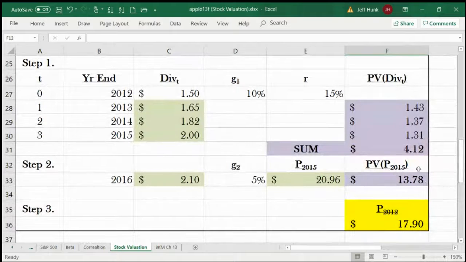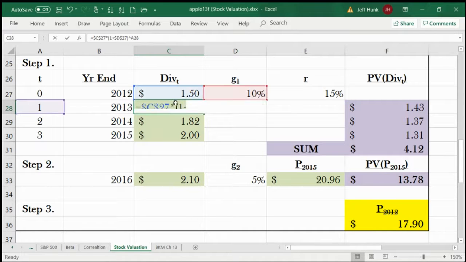Okay, good. First, the most current year is 2012, and the most current dividend is $1.50, right? It's time zero. And the dividend growth rate for the last 3 years is 10%. So I can forecast the dividend in time 1, time 2, time 3. Time 1 is of course 2013.